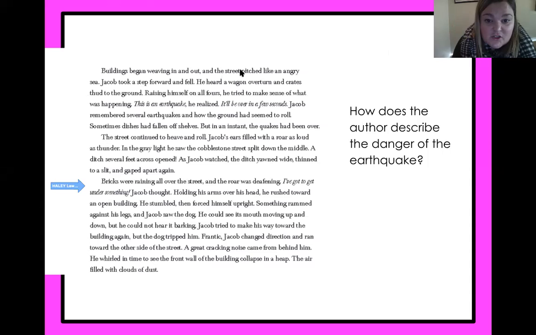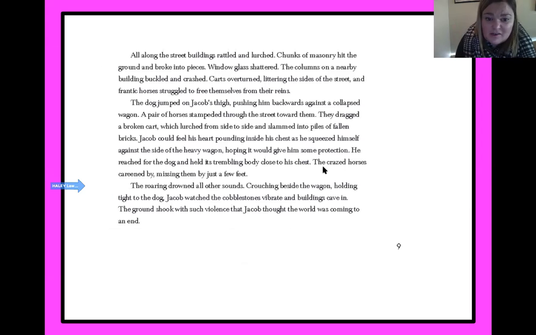And then it says the street pitched like an angry sea. So the streets are moving like the ocean and the sea. So that makes me think that things are dangerous there too. Hear things falling. And then right over here, bricks were falling on the street. Down at the bottom, that cracking sound from behind him, the building collapsed. All of these things are showing us how dangerous it is because Jacob could get hurt.